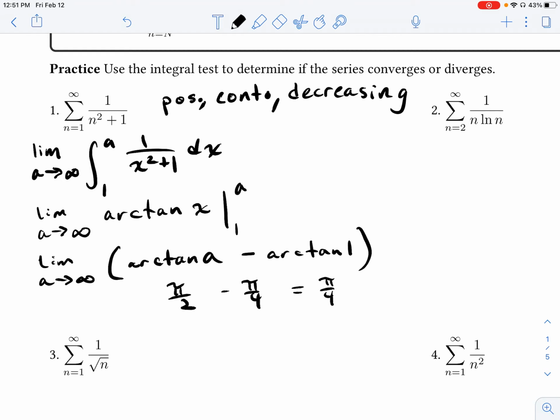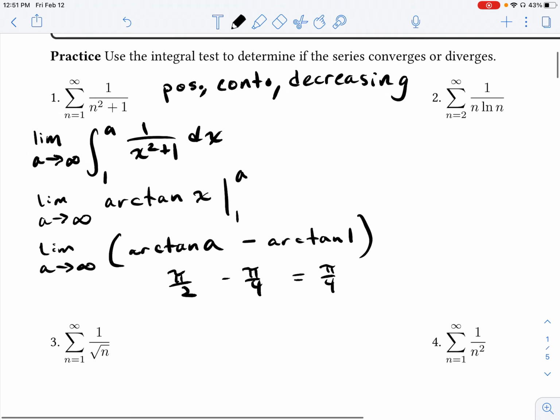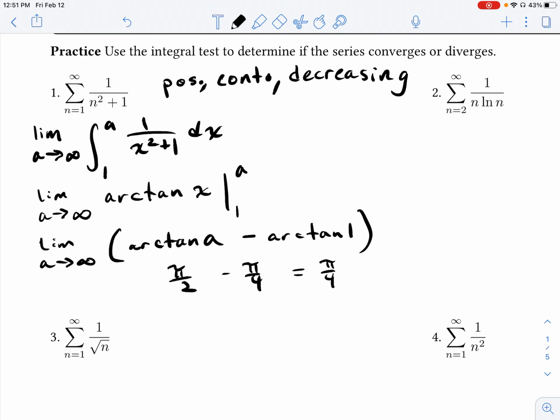So what are we saying here? We're saying that this integral, which is an over approximation for the sum of the terms of the series, does indeed converge to pi over 4. Since my integral converges, and it's larger than the sum of my actual series, then my series also has to converge. So I would say, therefore, this series converges by the integral test. And I'm just going to write IT for short, but you know what I'm saying, right? So this series does indeed converge by the integral test.